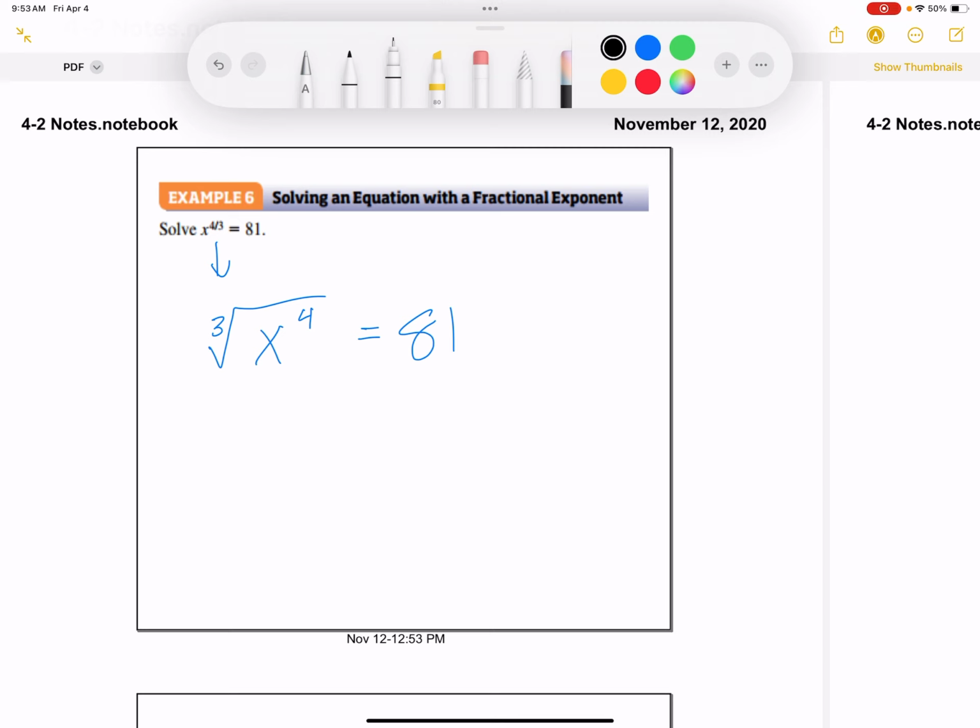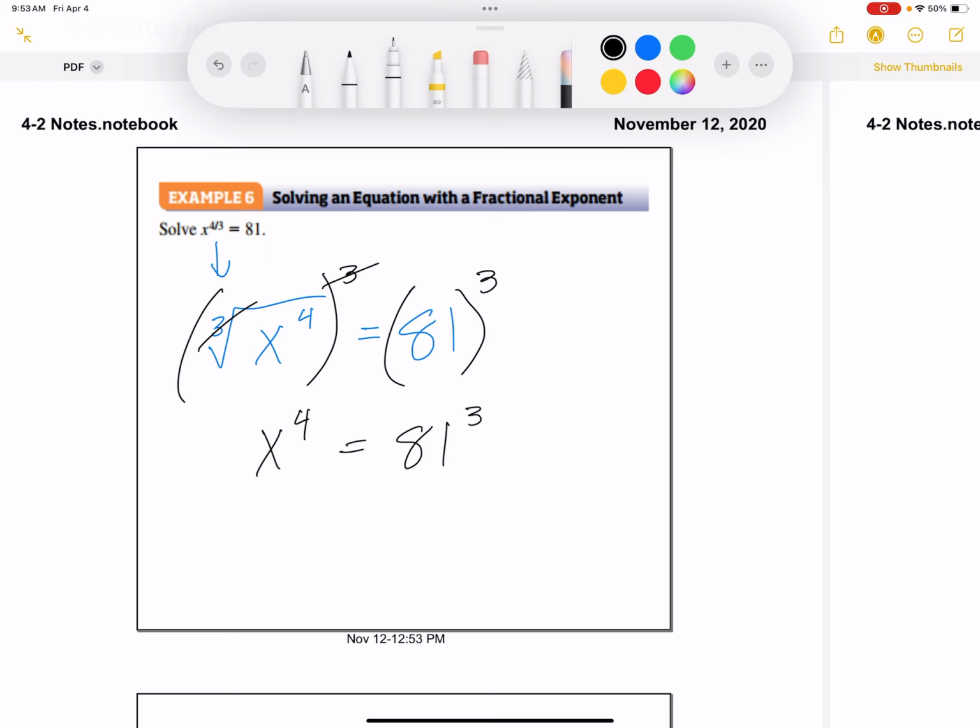All right. And now I'm thinking, what can I do to get x by itself? Well, I got to undo the things that are happening to it, right? So first, it's being cube rooted. What's the opposite of the cube root? The opposite of the cube root is a cube. What I do to one side, I do to the other side. The cube and the cube root cancel out, and I have x to the 4th equals 81 cubed.